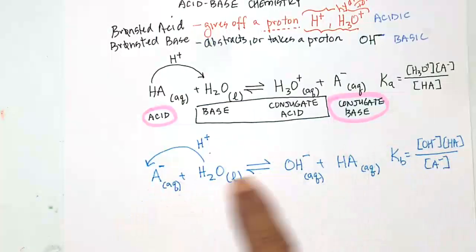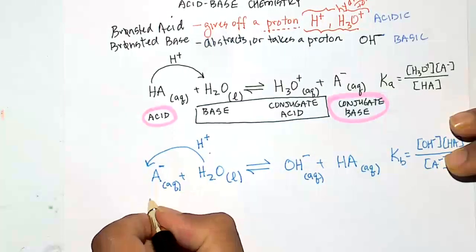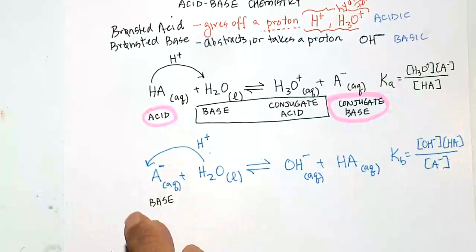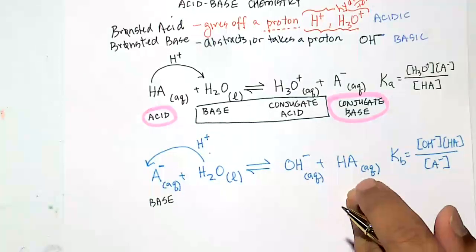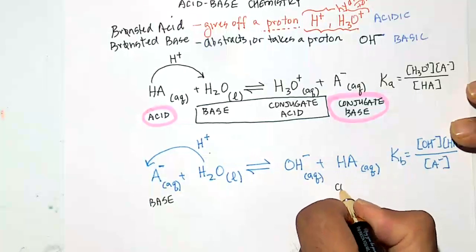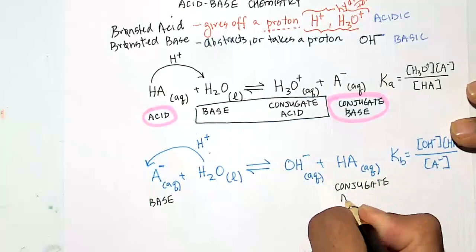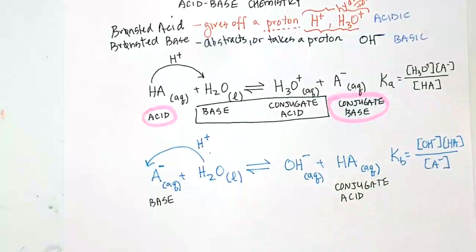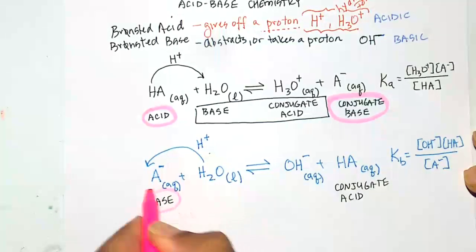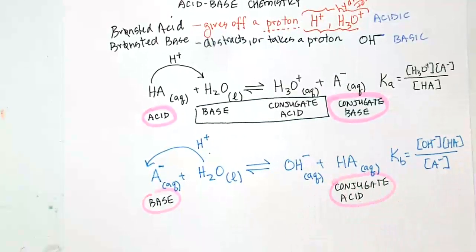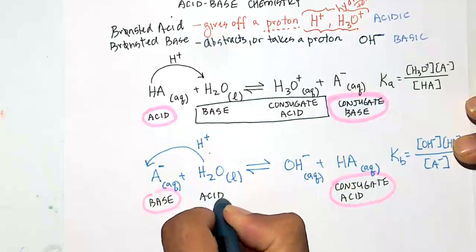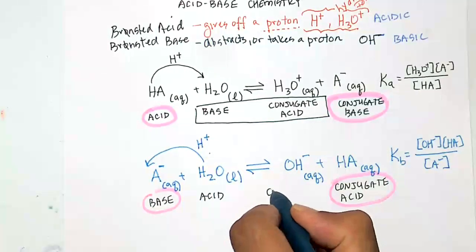I'd like you to know and memorize this equation for any base. In fact, this is the base. This base takes a proton and becomes HA, and that is what we will call the conjugate acid to this base. Water in this particular scenario is the acid, and OH minus is the conjugate base.